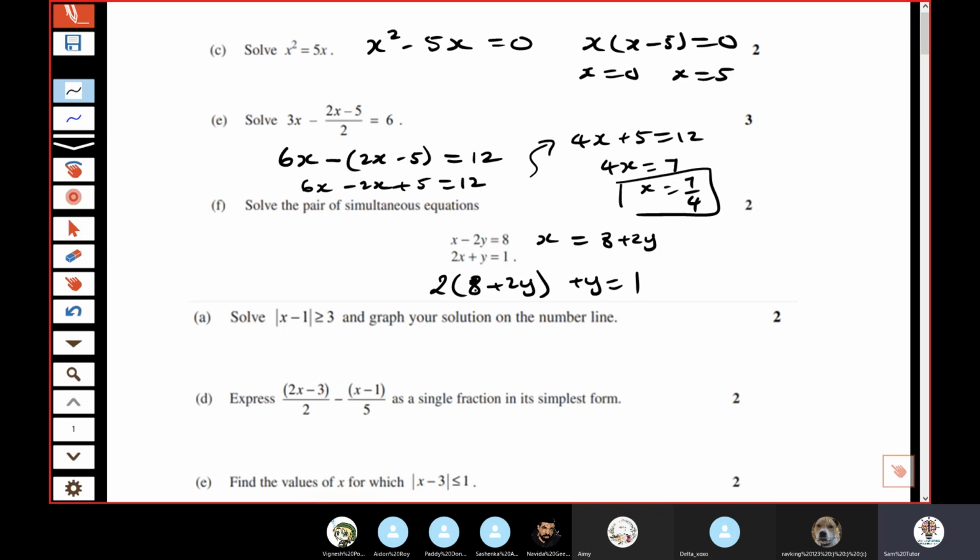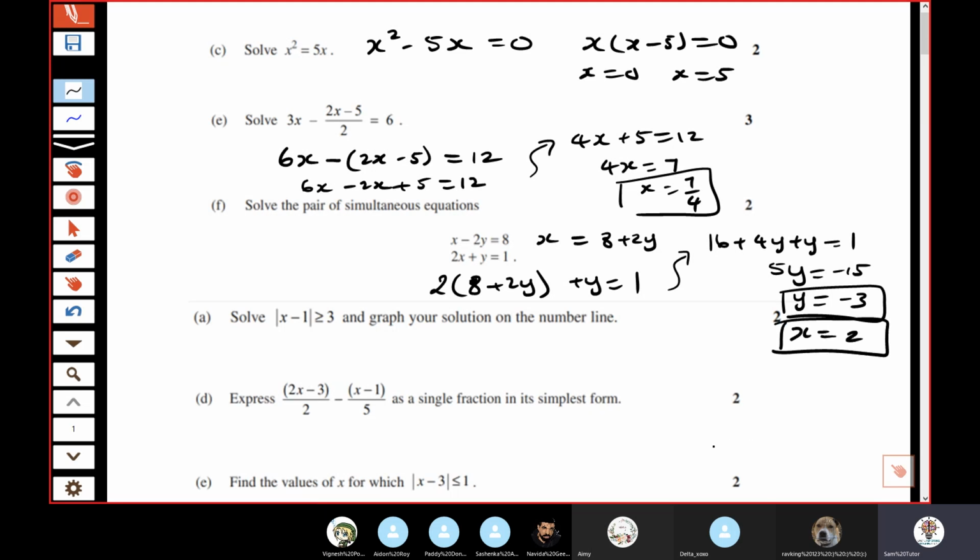And then just solve. So 16 plus 4y. 16 plus 4y plus y equals 1. That becomes 5y. 1 take away 16 is negative 15. Sub it back into the original. 2 times negative 3 is negative 6. 8 take away 6 is 2. X equals 2. Any questions about that one?